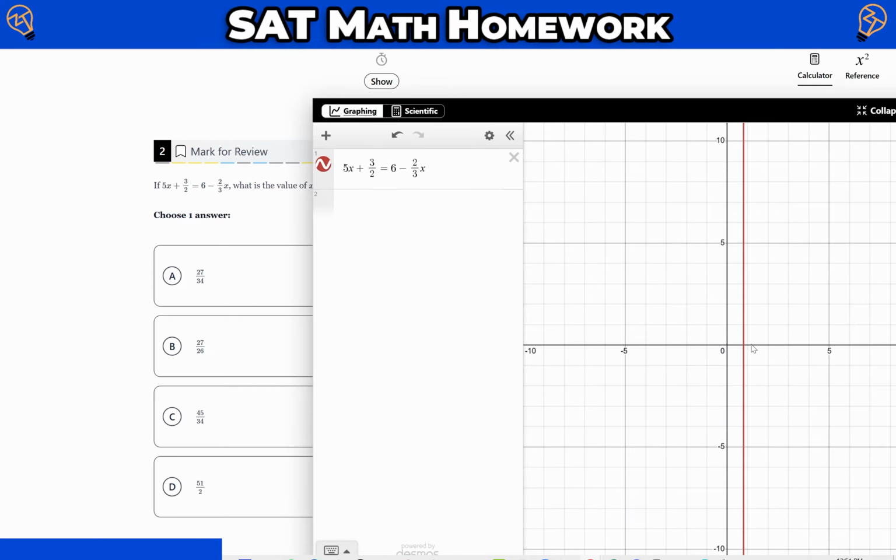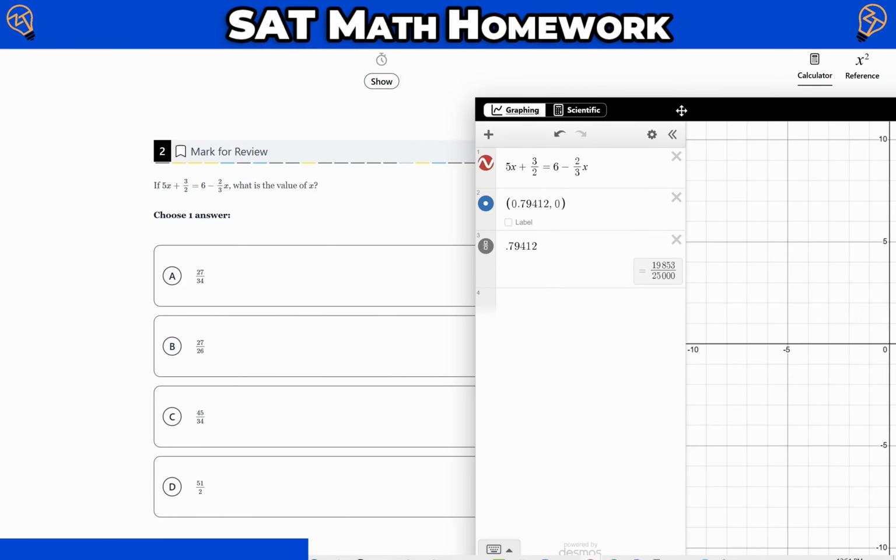X equals this value. Well, this is a crazy decimal, and if I type in 0.79412, it's not going to somehow turn into a nice fraction like one of these. So something that is beneficial is to have a sense around fractions.